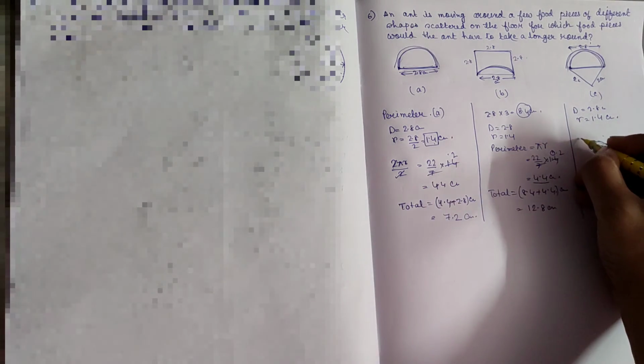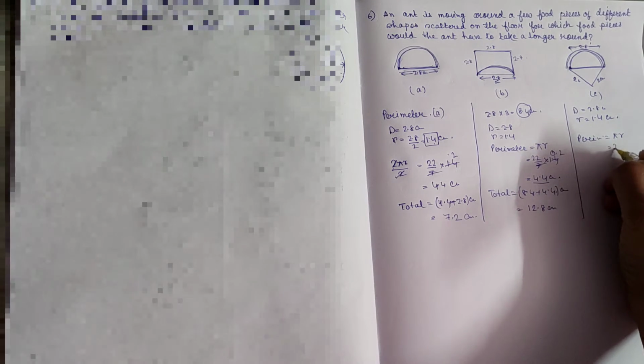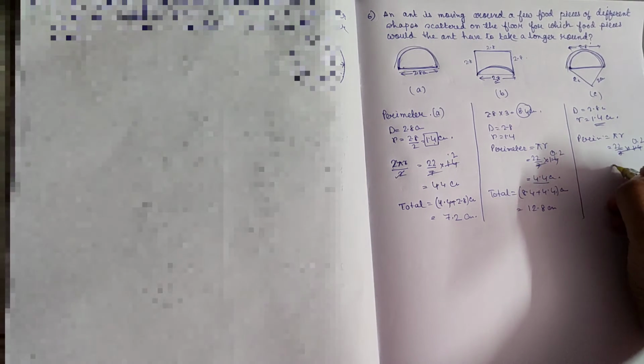Now the third figure. See, it is a half circle. The ant will take a round from this part to this part, which is the half circle shape. The diameter is mentioned as 2.8 centimeter. So the radius will be 1.4 centimeter. What will be the perimeter of that half circle? Pi r. Pi is 22 by 7 and r is how much? 1.4 centimeter. So 0.2. Again this is 4.4 centimeter.